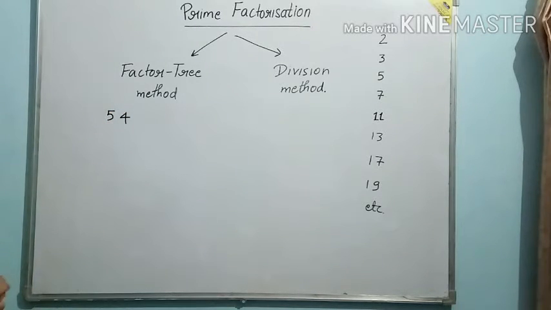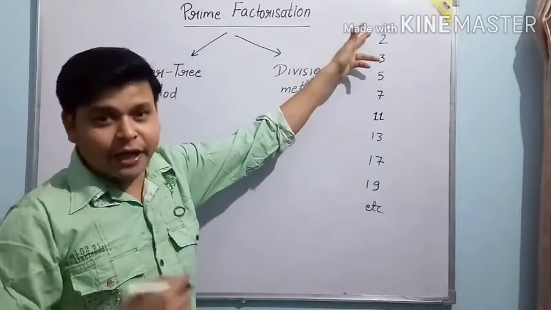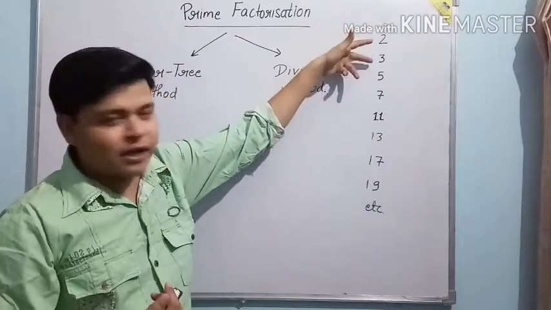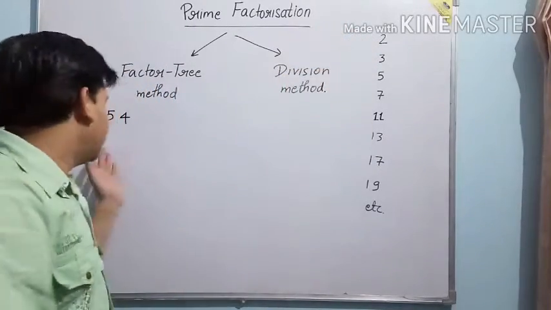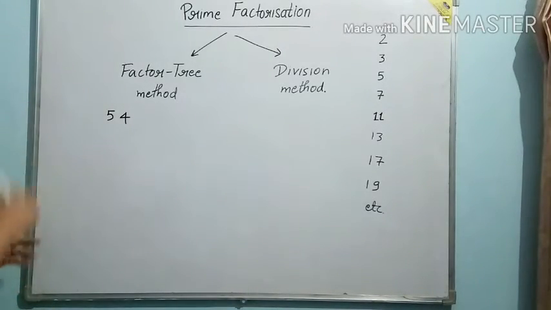54. So once again, as I told you, I'll start with 2. If it is not possible by 2, that is, if there is a number which is not divisible by 2, okay, then we will reach the next number which is 3, or we can use 5, 7 according to the given number. So the first number 54 is divisible by 2.